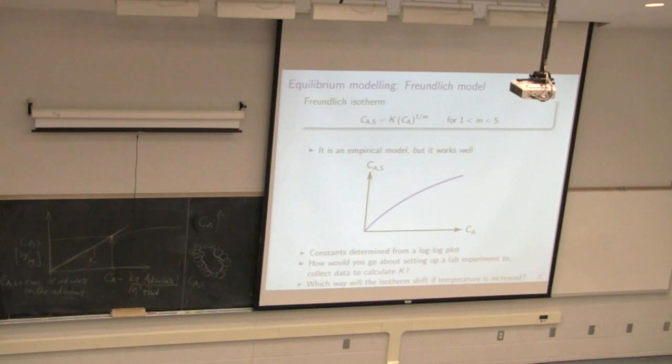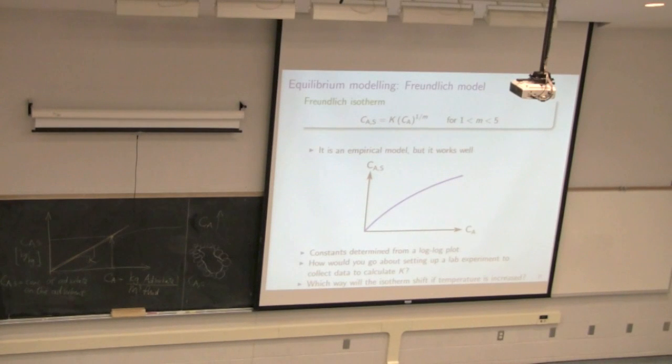So that's exactly right. You set up in a lab different beakers, put in maybe the same amount of solid material, 5 grams in each beaker, load it up with different concentrations of CA, let it come to equilibrium, and you measure how much has been adsorbed, then you know what CAS is, how much is remaining is CA, and you can plot points on the log-log plot.